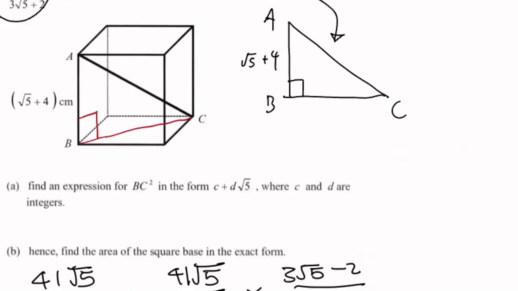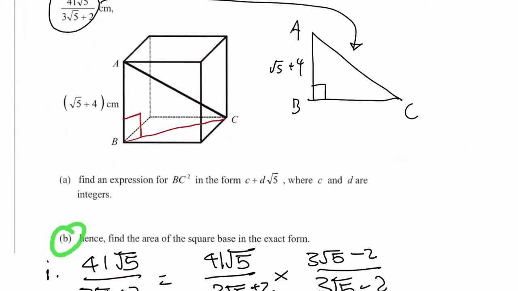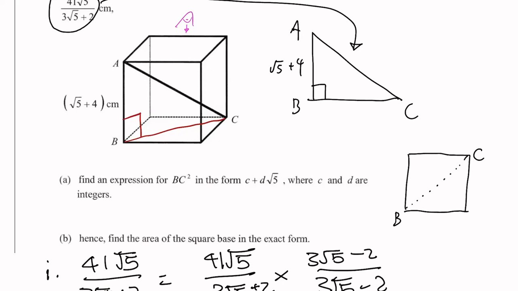Are we done? No. Part B asks you to find the area of the square base. So you need to understand that this guy here, even though it looks like a parallelogram, it's not a parallelogram. Don't take it literally. It's a 3D diagram, so it's actually a square. If you look at it from a bird's eye view from top down, it actually looks like a square. So let's just redraw that square. There is BC.